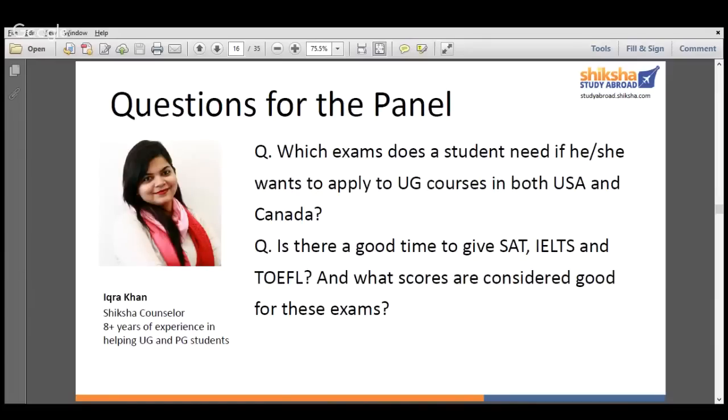IELTS, it's 6.5. Some universities are a little liberal for undergraduate courses. They may take 6 bands on the scale of 9 as well. None of the bands should be less than 6. TOEFL, anything above 90 on a scale of 120 in the internet-based test is good. It's considered good.